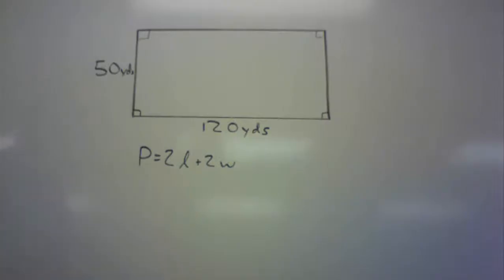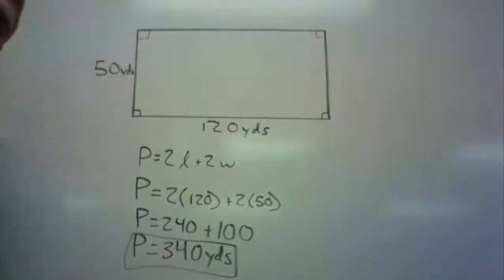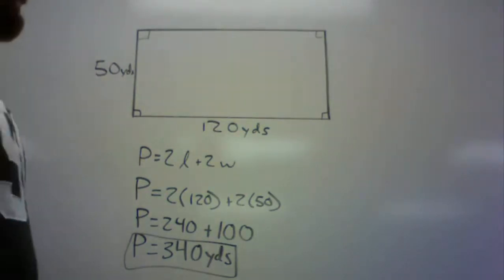That's the formula. My length ends up being 120 yards and my width ends up being 50 yards. Let's plug both in. And because they are the same unit, I'm not going to worry about putting them in. I'm just going to add it in at the end. And there we go. That's the perimeter of my shape. 340 yards. That would be how much fence would be needed to build around a football field, or it would be the length of the paint that would be along the edge of a football field.